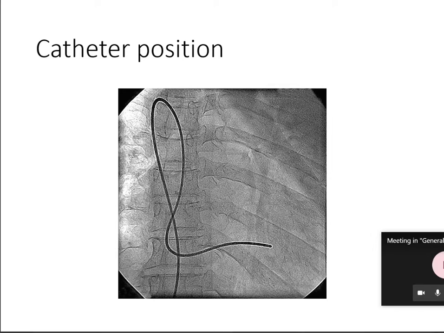Sir, right-sided arch. Through the right-sided aortic arch, it has gone through the femoral artery, then aorta, descending aorta, right-sided aortic arch, then ascending aorta, then it has crossed the aortic valve and entered into the LV.